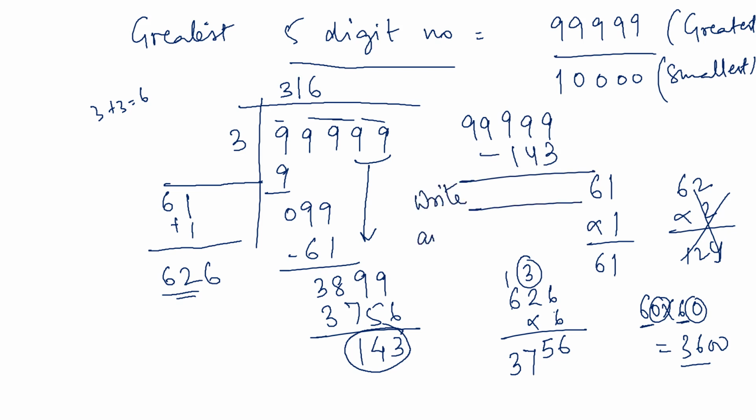I told you the steps. Do it as your homework. Clear? Because after subtracting, what you will get? You will get a number which is a perfect square.